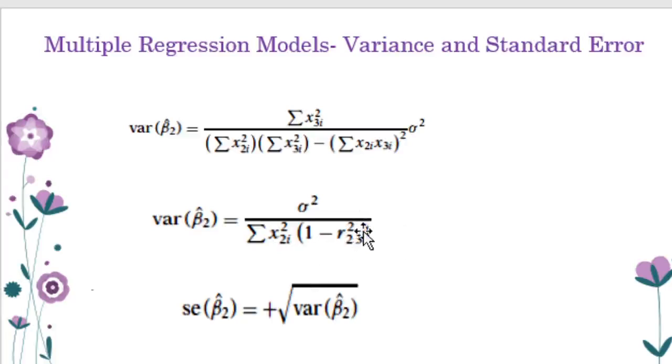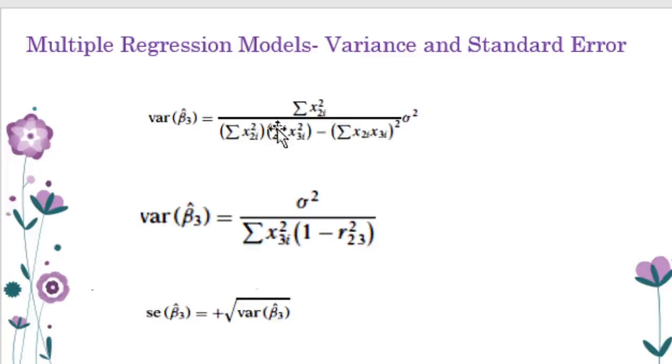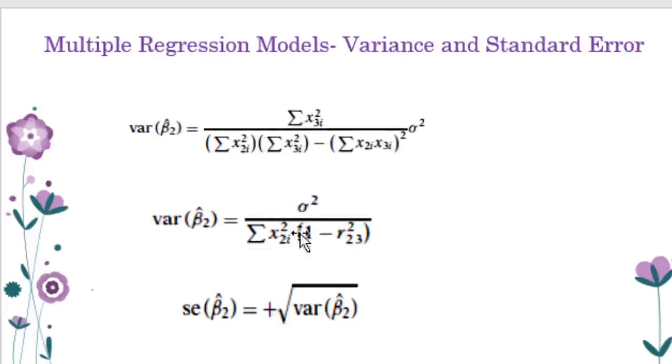This is the partial correlation coefficient. Then the standard error of beta 2 cap is plus or minus the root of the variance of beta 2 cap. Variance of beta 3 cap is sigma x2i square divided by sigma x2i square sigma x3i square minus sigma x2i x3i the whole square, into sigma square, or sigma square divided by sigma x3i square into 1 minus r23 square. Here the variance of beta 2 cap can be written as sigma square by sigma x2i square into 1 minus r23 square, where r23 is the sample coefficient of correlation between x2 and x3. And the standard error of beta 2 cap equals plus or minus the root of the variance of beta 2 cap.